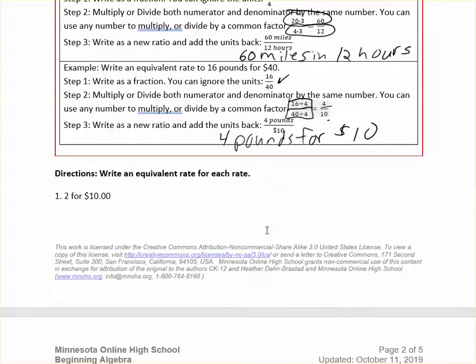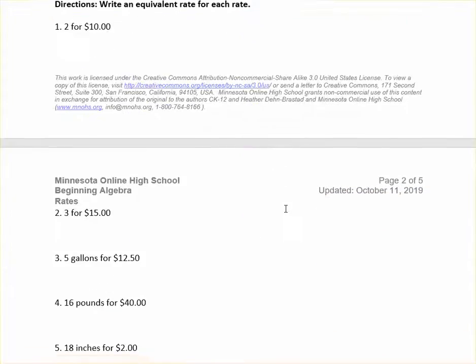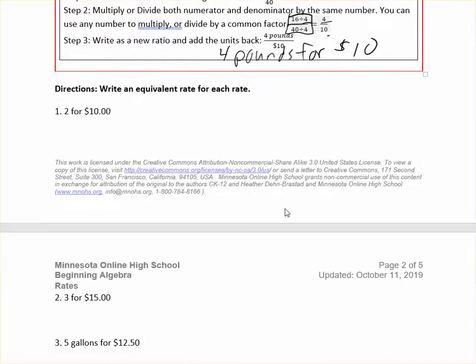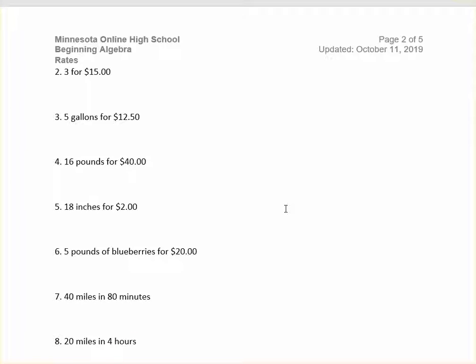So now on your worksheet, you're going to write an equivalent rate for each of the given rates. And we'll follow these same steps here. Let's do number 5. It says 18 inches for $2. So our first step is to write it like a fraction, ignoring the units. Now I could write 2.00, but that's the same as 2, so to keep things simple, I'm going to do that. Your next step is to decide whether you want to multiply or divide by the same number.